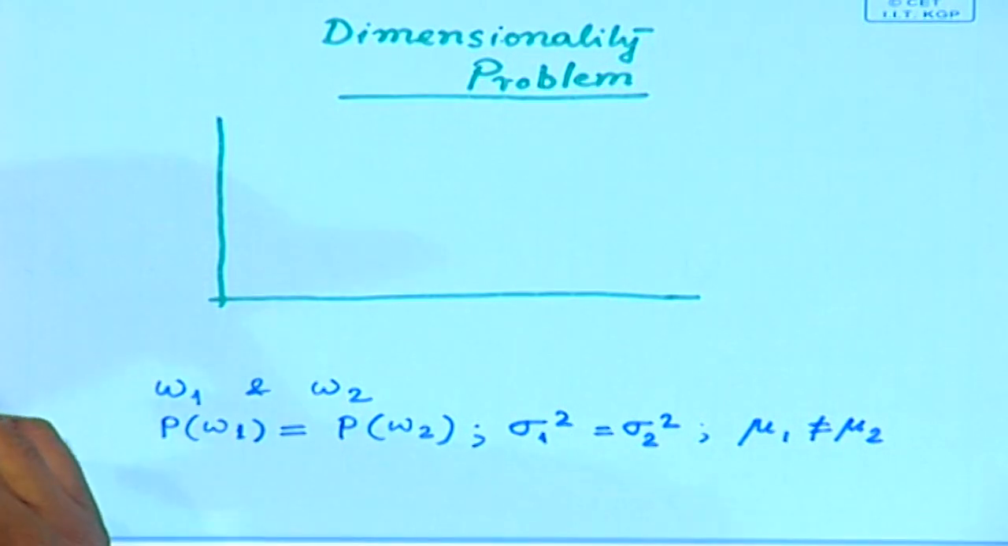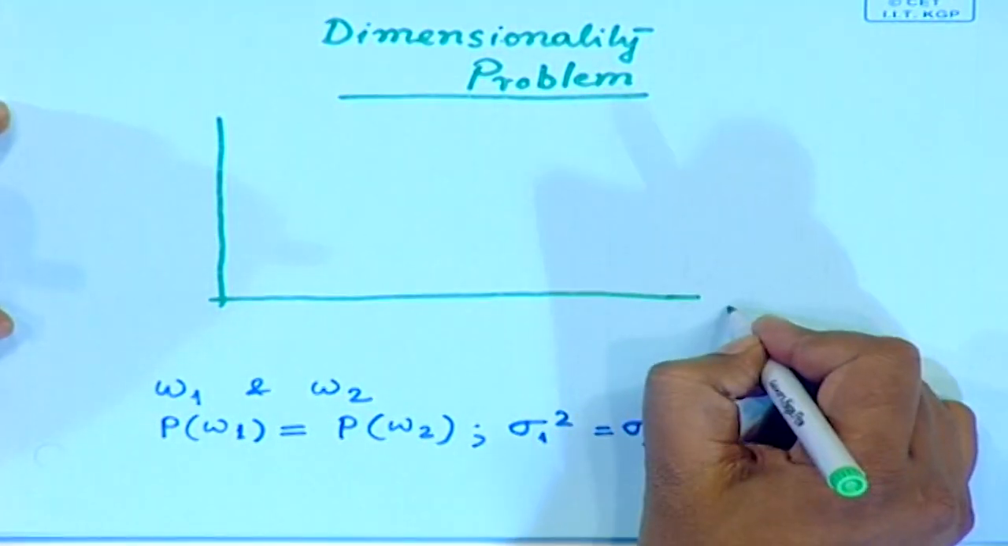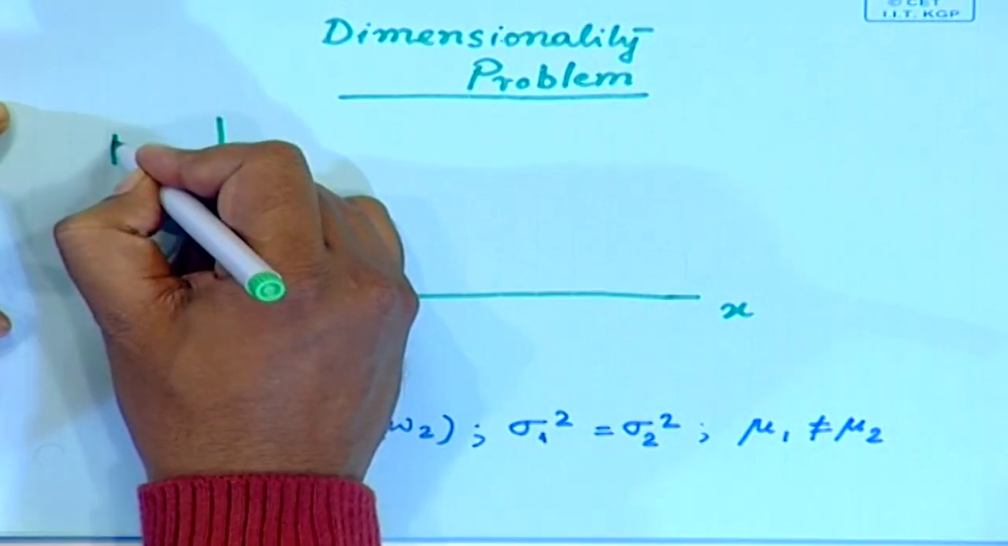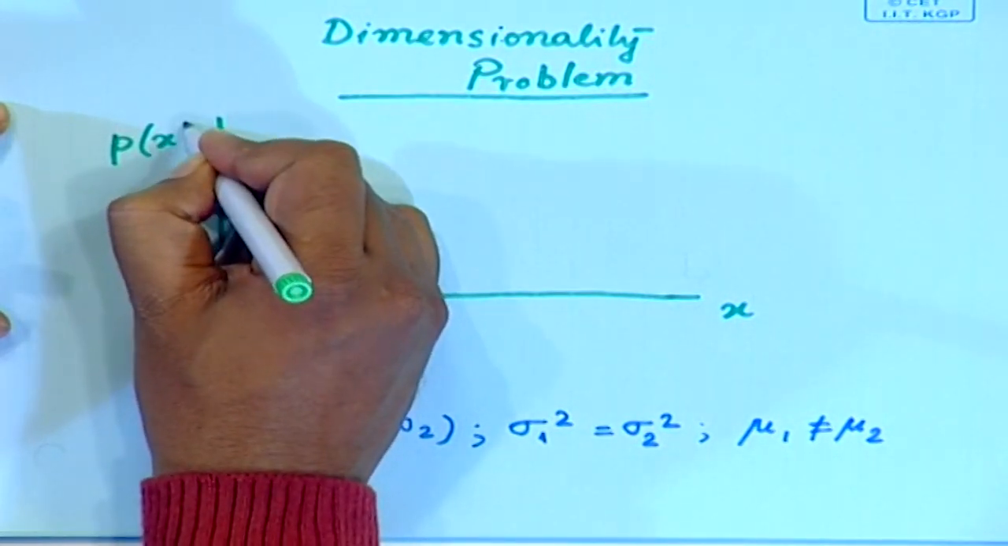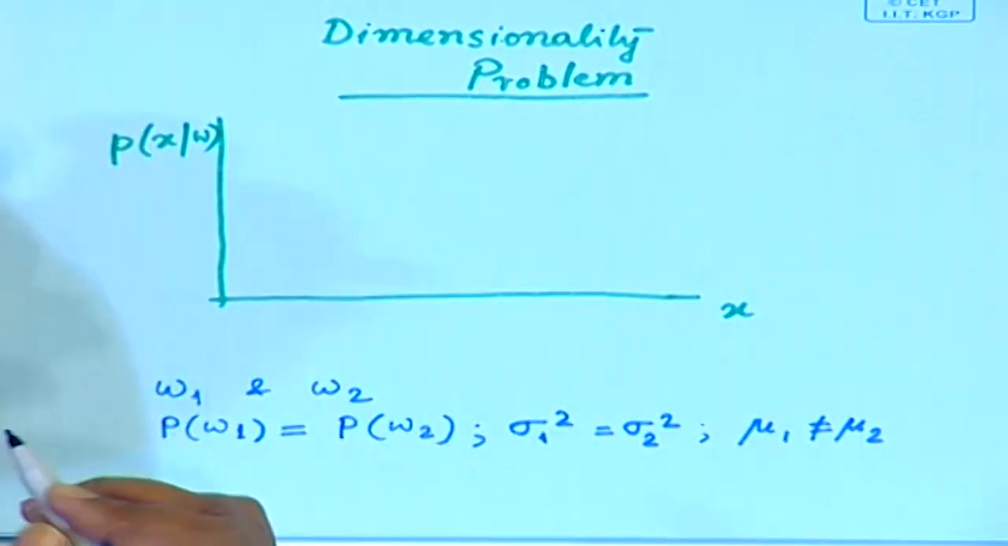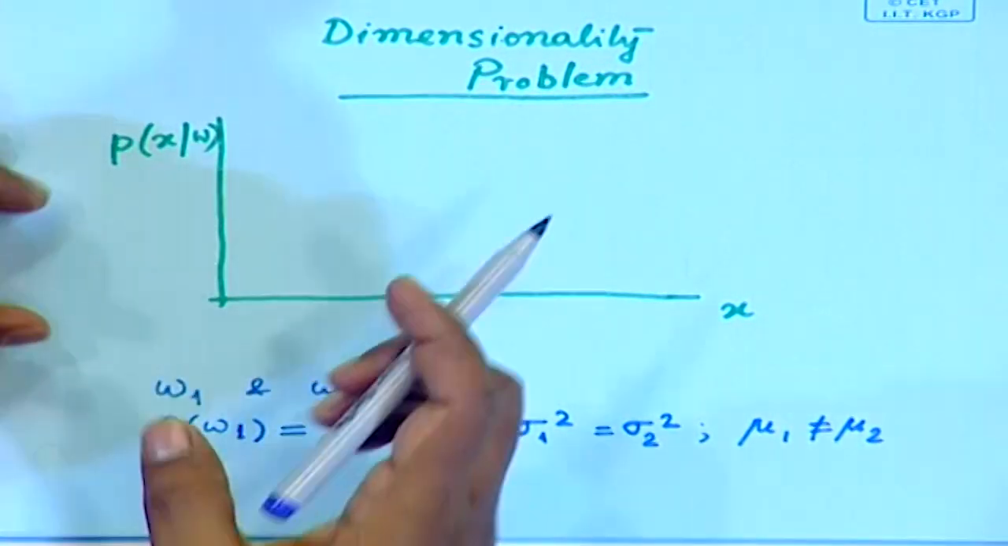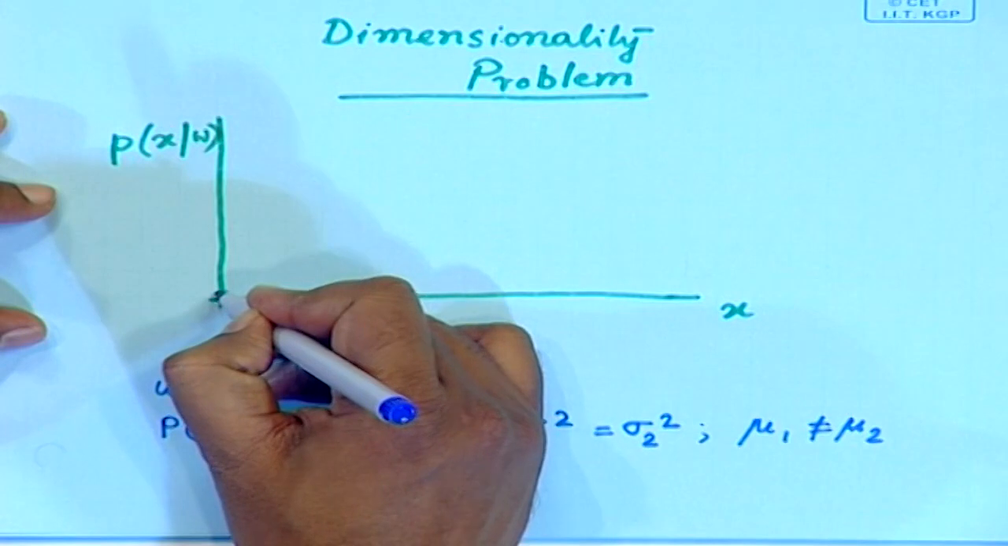Obviously, because if mu 1 and mu 2 were also the same, I would have the same probability density functions, and they would not be different. Given this, let me plot p of x given omega 1 and p of x given omega 2 on this side, and suppose the probability density functions are something like this.